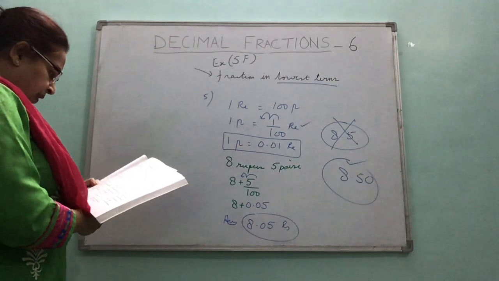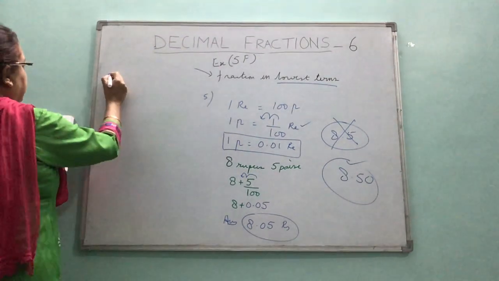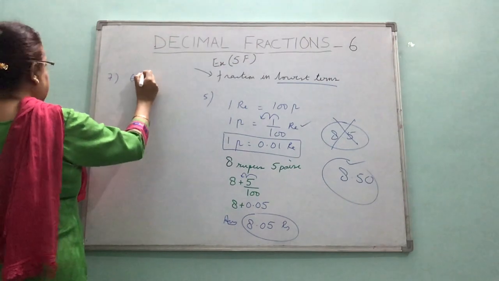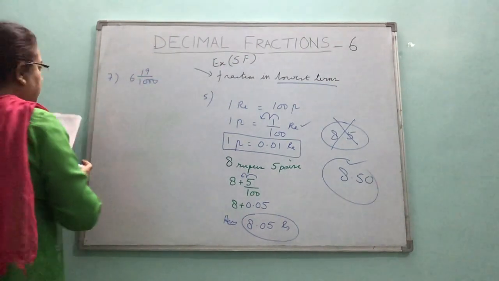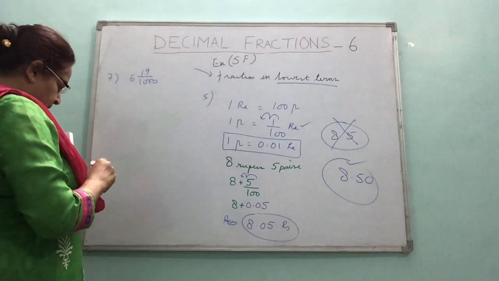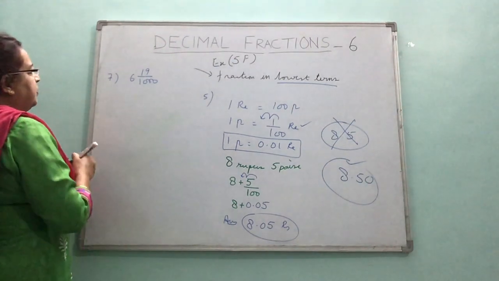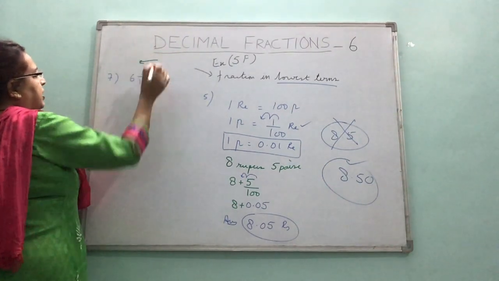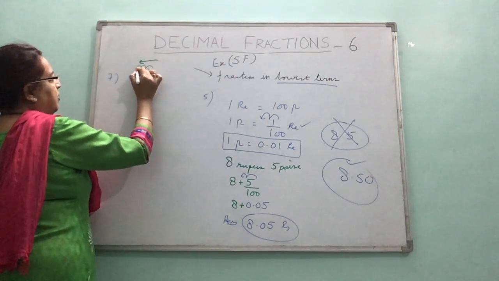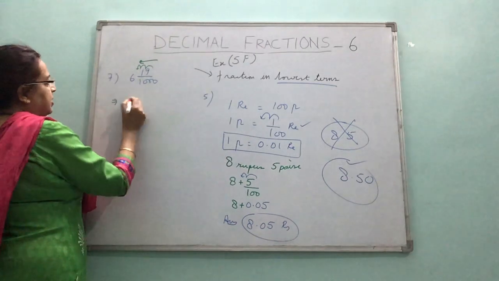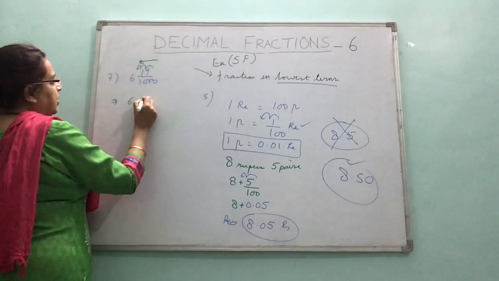Okay, fine. Question number 7. They are asking 6 whole 19 upon 1000. Okay, this is very easy. So we have to convert to decimal. 3 zeros means from right to left, 3 places. 1, 2 and 1 more. So what is your answer? 6.019.